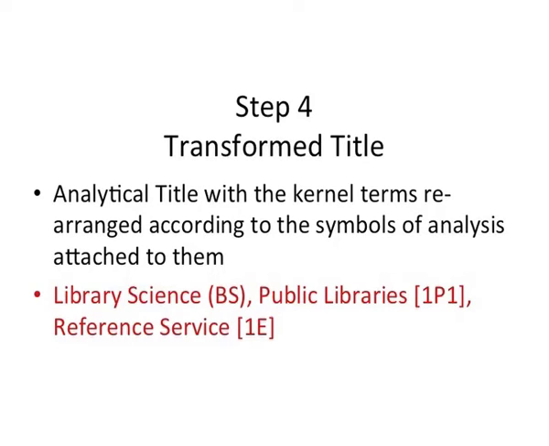Going further to step 4, this is called the transformed title. Now, you started with the raw title, then you made it further expressive, and now you are at the transformed title. Now, what is the transformed title? It is the analytical title with kernel terms rearranged according to symbols of analysis attached to them. That means, now we have to remember the postulates that were given by Ranganathan, the principles that were given by Ranganathan. We have to decide the order of these terms. And what will be the order here?